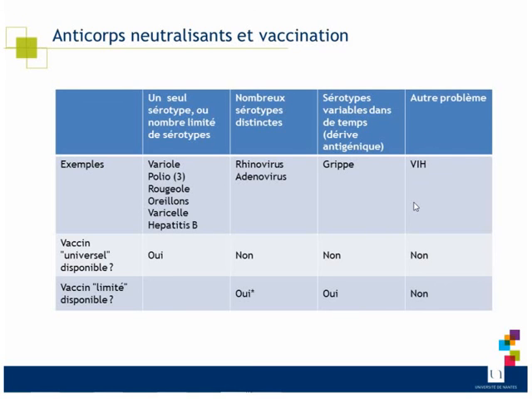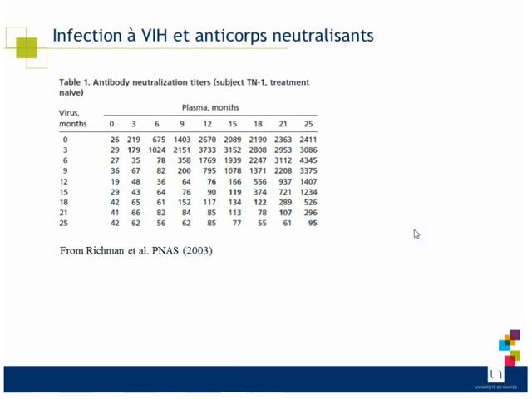There are some viruses that don't really seem to fit into this tidy classification. HIV is one of those, and respiratory syncytial virus would be another case where we don't have a vaccine available, and it's not really due to the number of serotypes. So let's have a look at HIV. Why don't we have a good vaccine available for HIV? And can we actually get neutralizing antibodies against HIV?